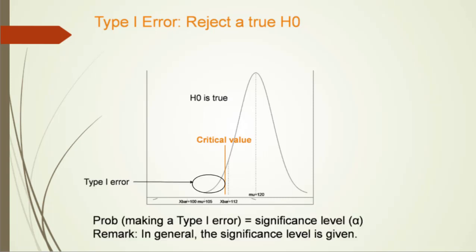Type 1 error happens in the lower-tailed corner of the curve, and the probability of making a type 1 error is actually the significance level alpha we have discussed before. When we work on a problem where alpha is given to be 5%, this actually means that we are allowed to make a type 1 error up to 5% of the time.